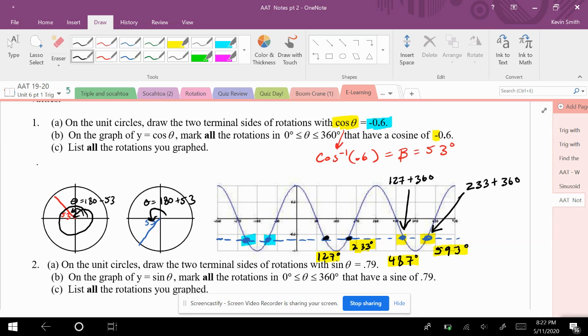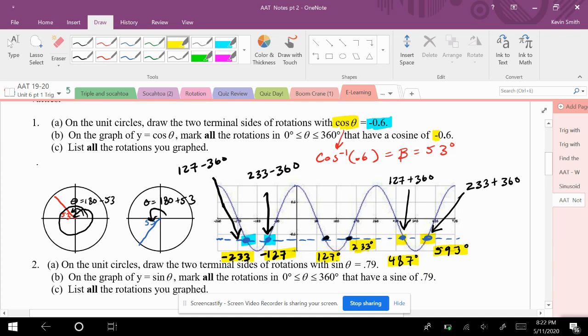Over here, this one will actually be 233 minus 360 degrees. So this is negative 127. And over here, we'll end up with 127 minus 360 degrees, which will give us negative 233 as our answers. These will be our 6 answers here, highlighted in yellow.